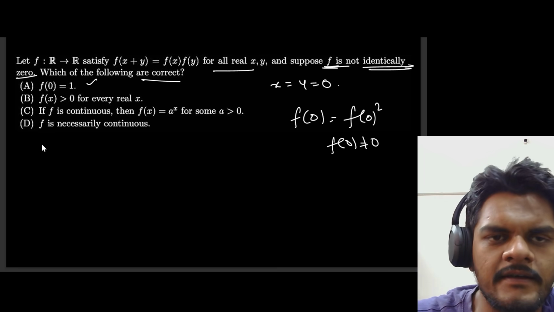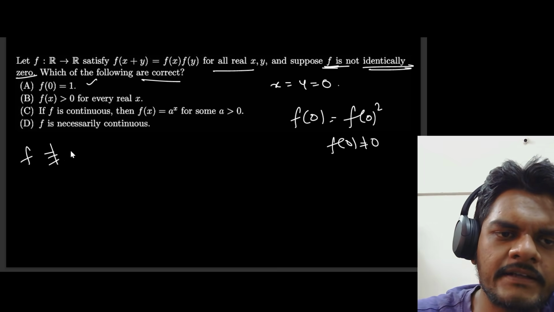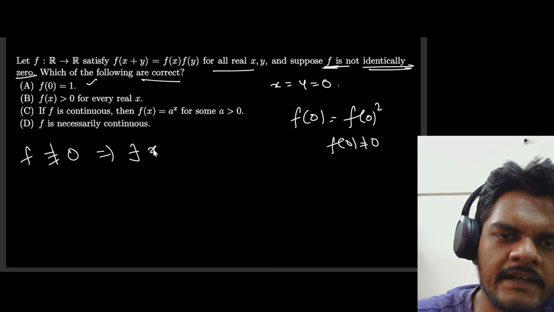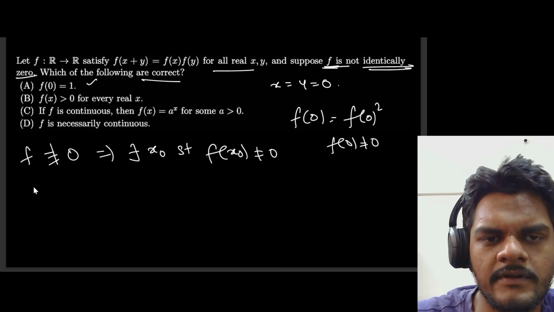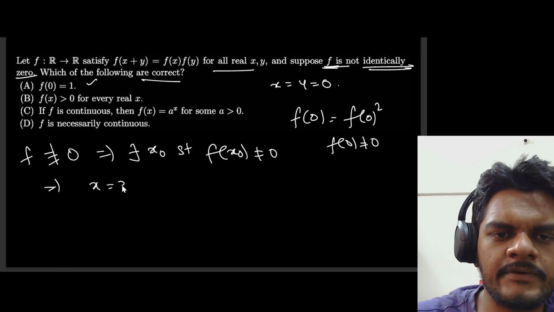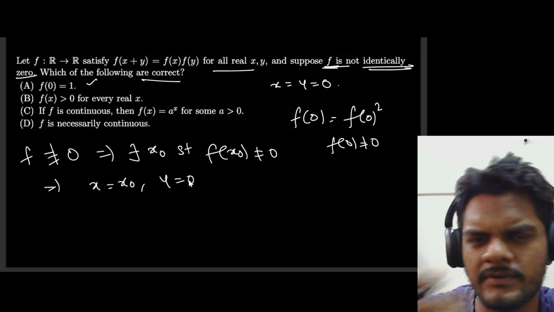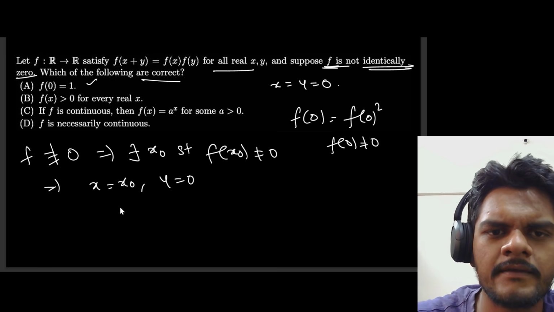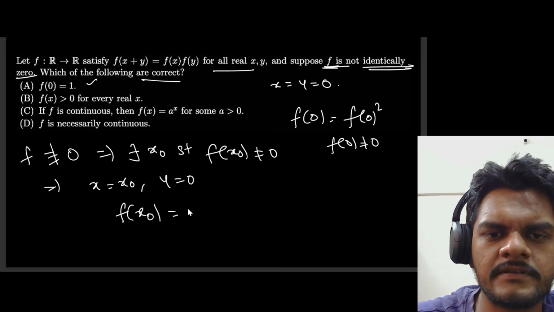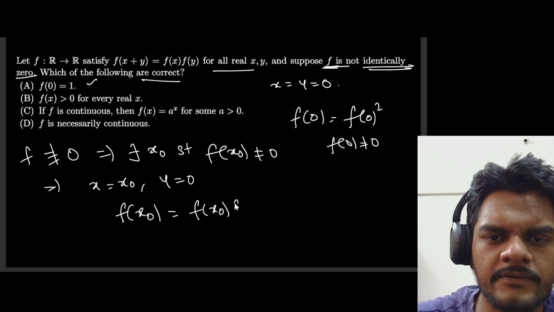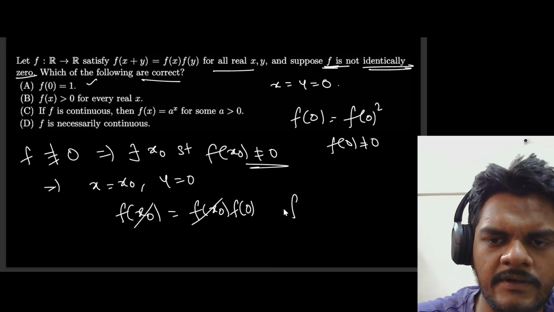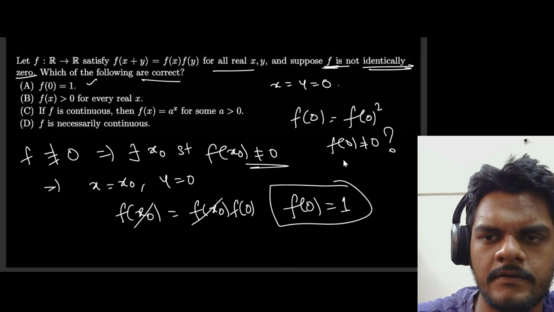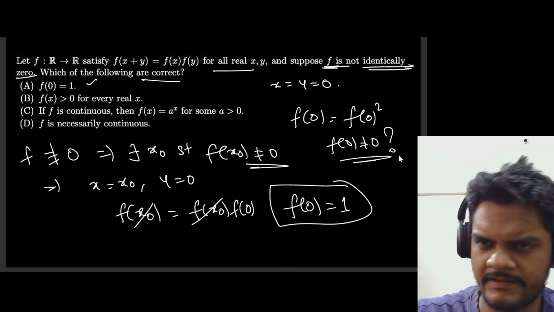We don't know that. So since f is not identically 0, that implies there exists an x naught such that f of x naught is not equal to 0. So I'll take x equal to x naught and y equal to 0. That should work. So that means f of x naught is equal to f of x naught into f of 0. So these two can be cancelled out because this is non-zero, and f of 0 is equal to 1.